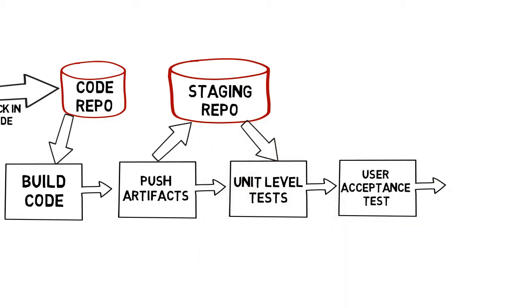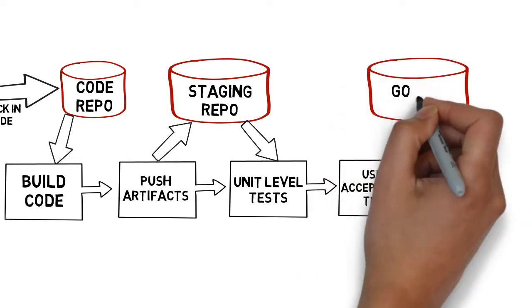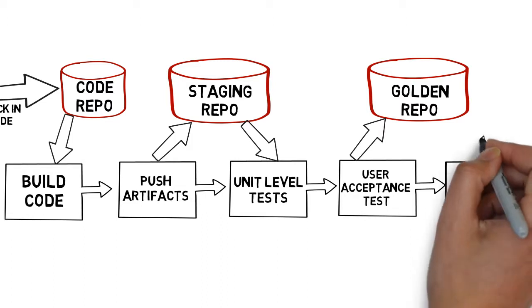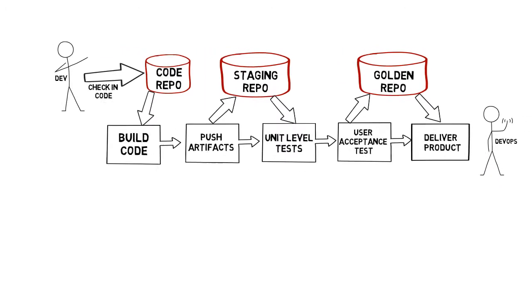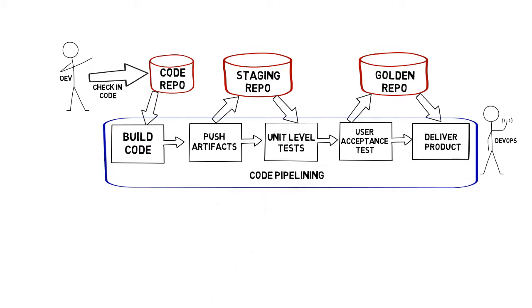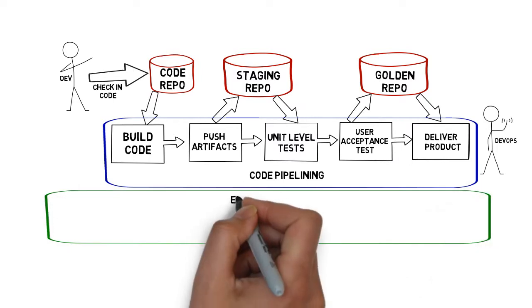where I'm running unit level tests. And then when those pass, I run additional, like, user acceptance tests. And when all the tests have passed to the criteria I've established, I push them up into a golden repository. And from that golden repository, I can deliver products. Now, it used to be that I delivered products on DVDs or CDs, but now I do it instantaneously on the web. All of these steps in here is what we term today a code pipeline.